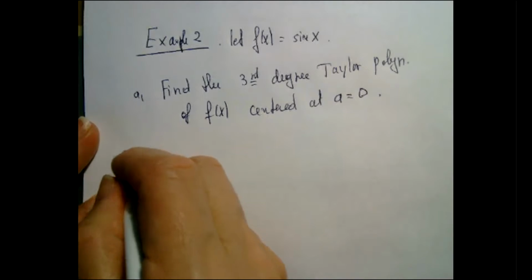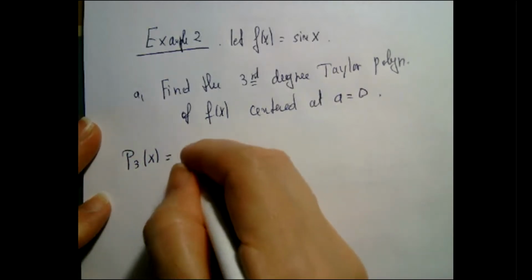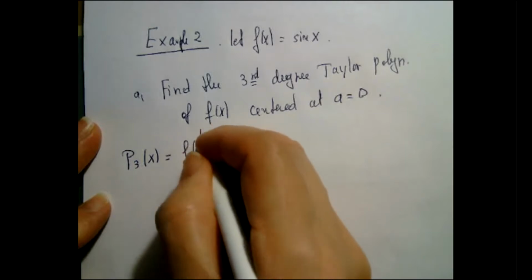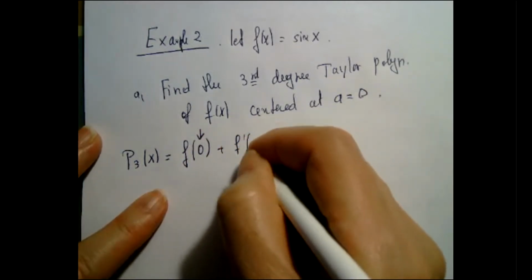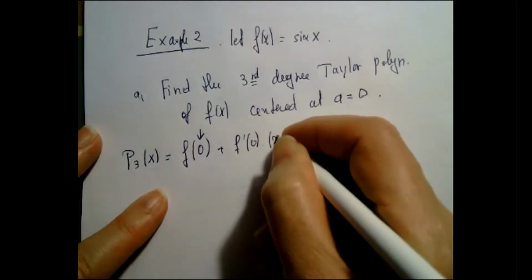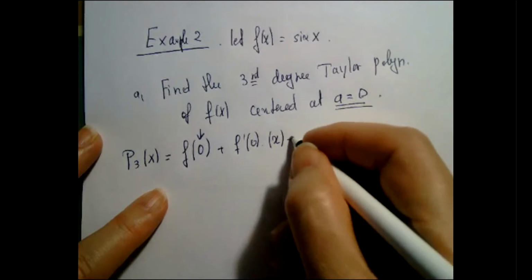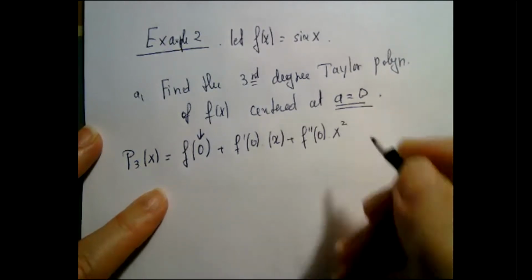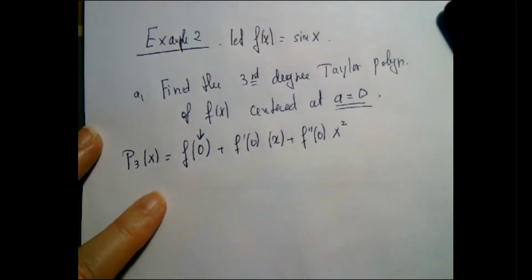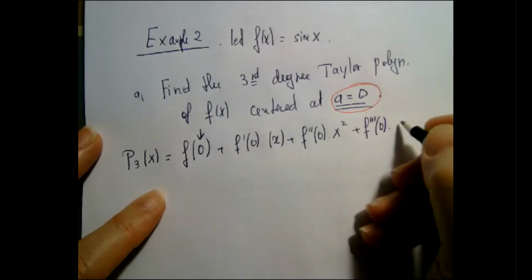So first I'll write it so we know exactly how to write it. It is the value at 0, that means I'm doing the approximation near 0, plus f prime at 0 times x, because a is 0, so it's going to be x now. Plus f double prime at 0 times x squared. A is 0, so be very careful with the center. And then the third derivative at 0 times x cubed.